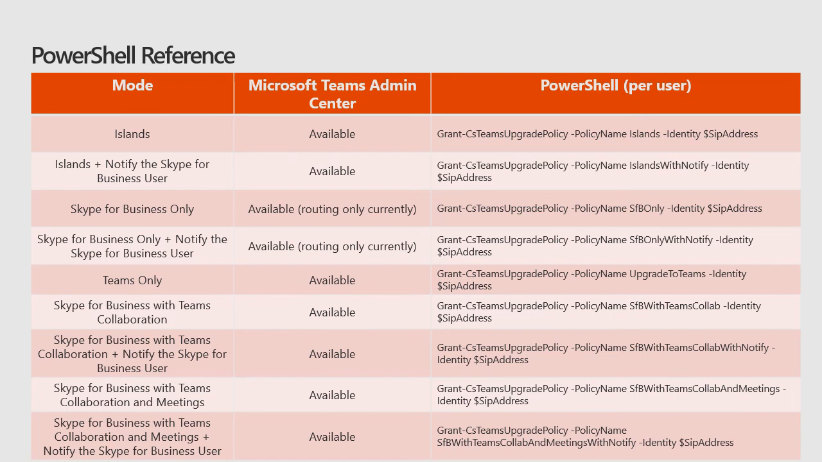But if you wanted to do that through PowerShell, you would have the capability of leveraging the PowerShell commandlets that you see here. Now, I've given some examples on the right-hand side here of how you could set the coexistence mode per user. There are also ways that you can use these same commandlets to set the coexistence mode, excuse me, for the entire tenant if you so desire.